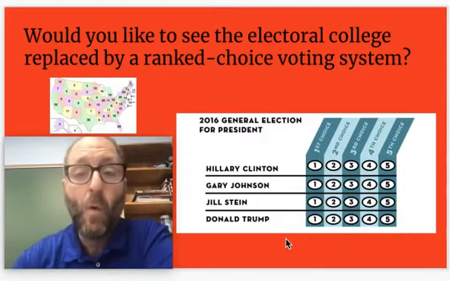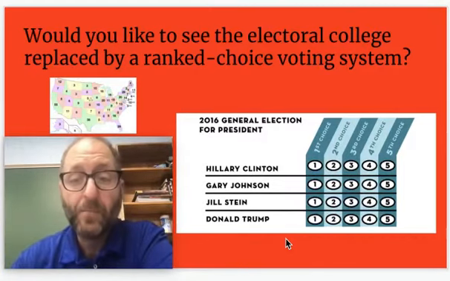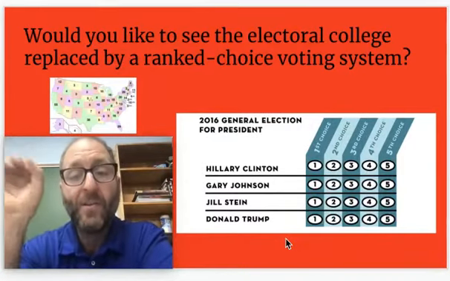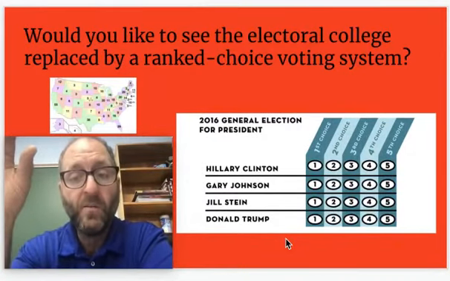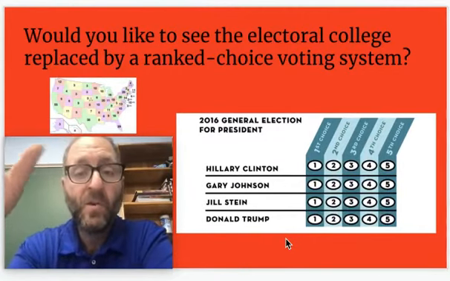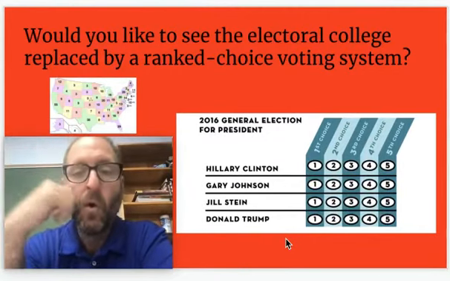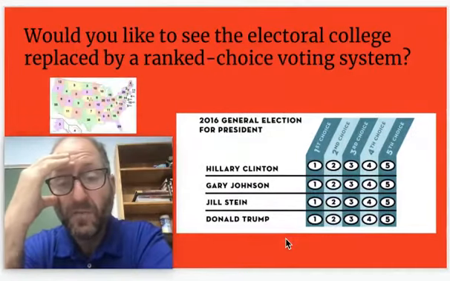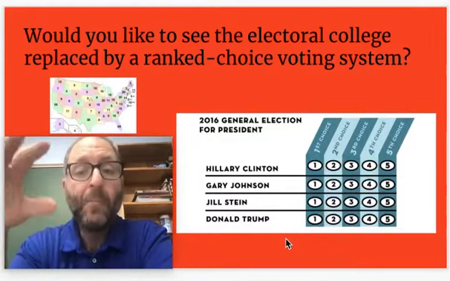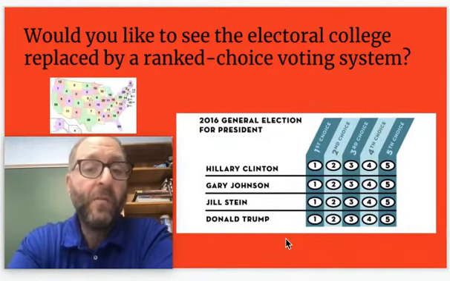So in a ranked choice system, you could get your voice heard. You could vote for a Gary Johnson or a Jill Stein if you wanted to. Gary Johnson was a more libertarian candidate. Jill Stein, probably more on the progressive side. They didn't win. But people who voted for them, their vote didn't really mean anything.